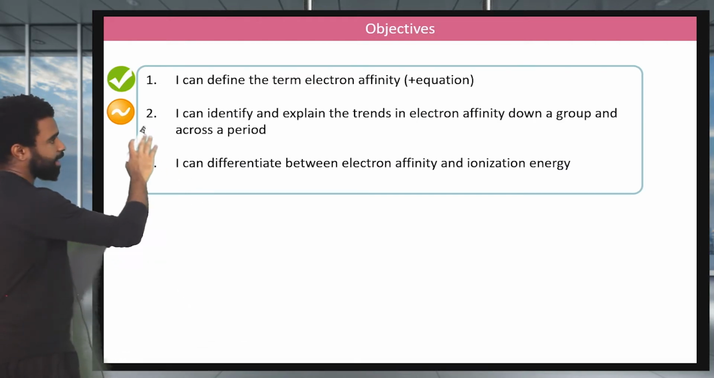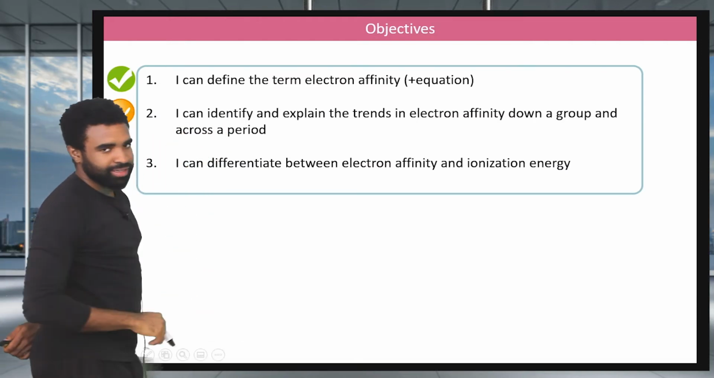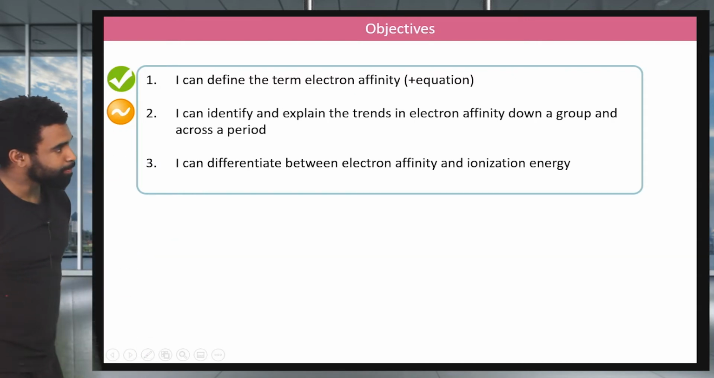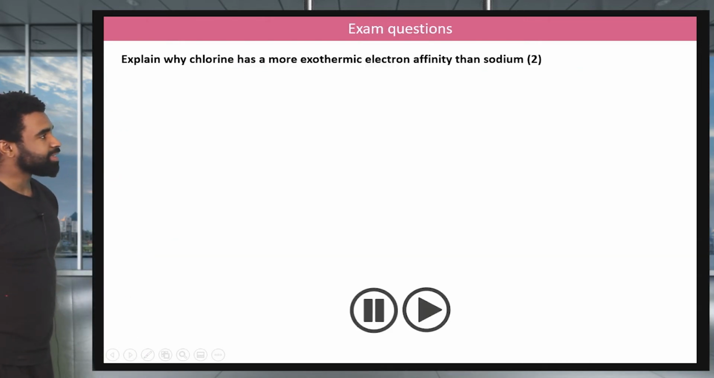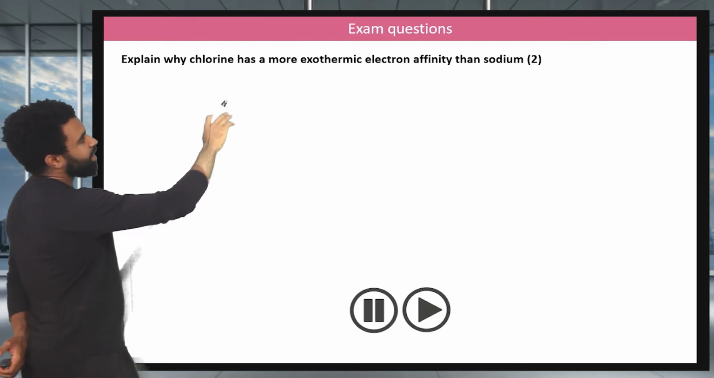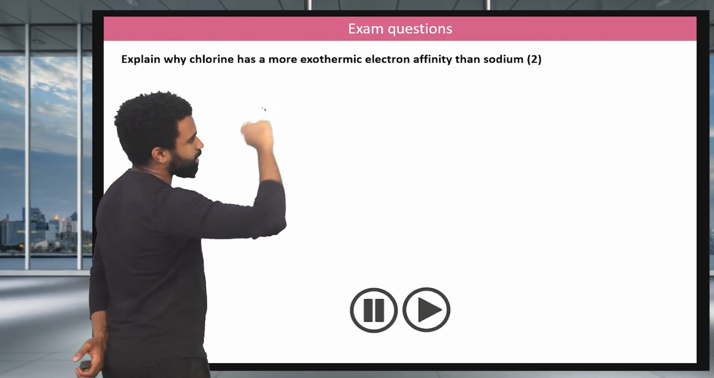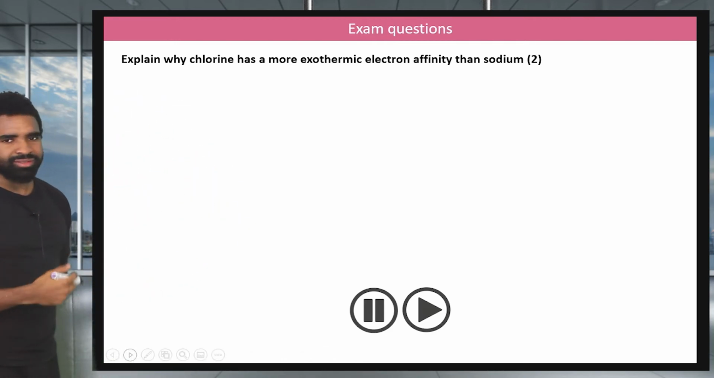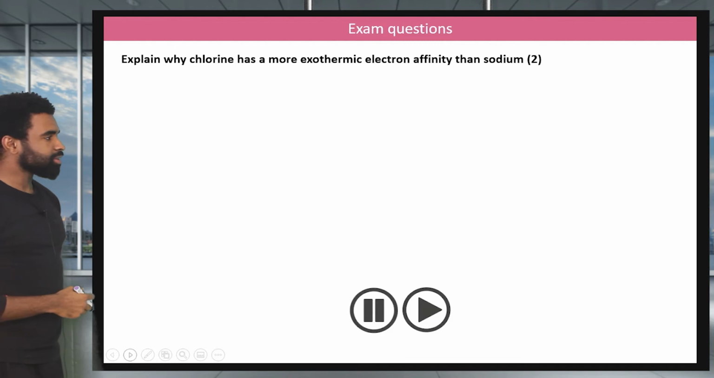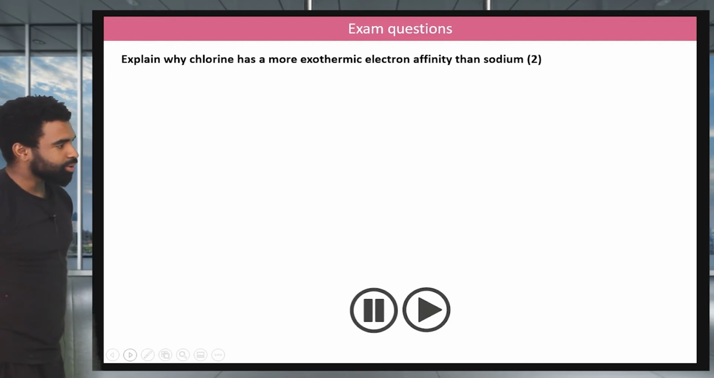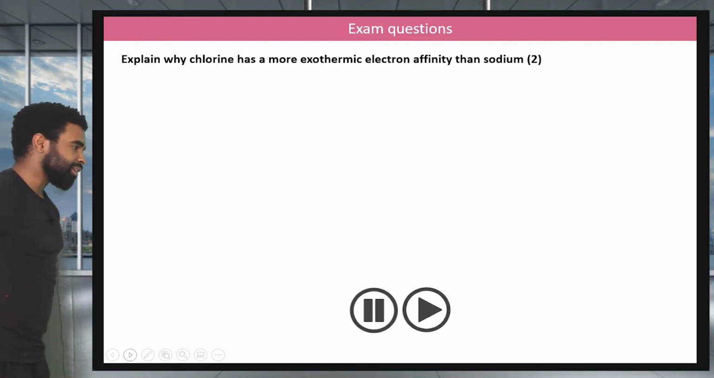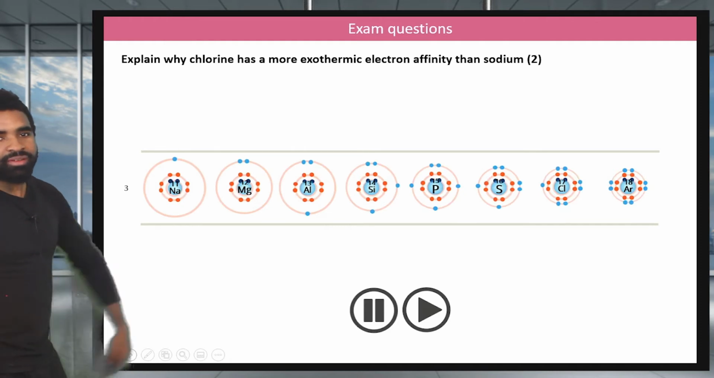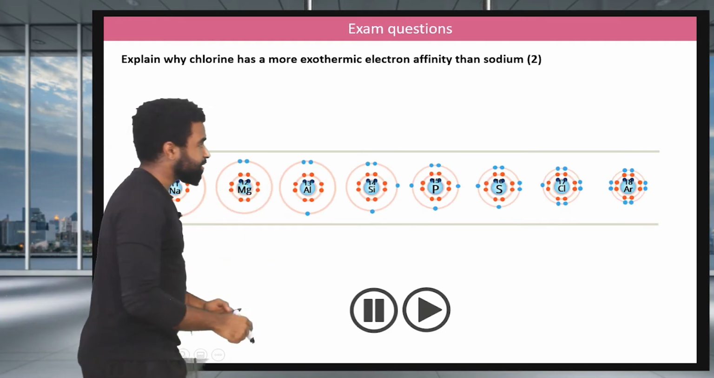So we leave it. Now we're at orange light with explaining these trends. Let's look at some questions and see if you feel confident answering them. Here's a paper 2 question. It says, explain why chlorine has a more exothermic electron affinity than sodium. Pause the video, think about what sentences you might write in response to this question. In 2 seconds, I will show you a clue, and then I'll reveal my answer.